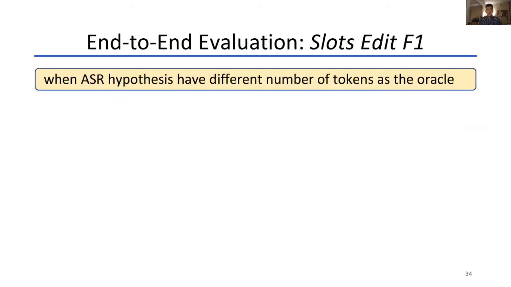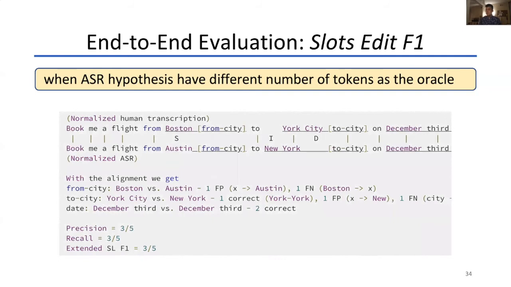To evaluate our model, we propose a slot edit F1 score. And the idea is simple. We essentially loop over all the possible slots, and for each slot, we calculate the F1 score and then accumulate across slots. And this is one example of how we calculate the F1 score with false positive, false negative, and true positive.